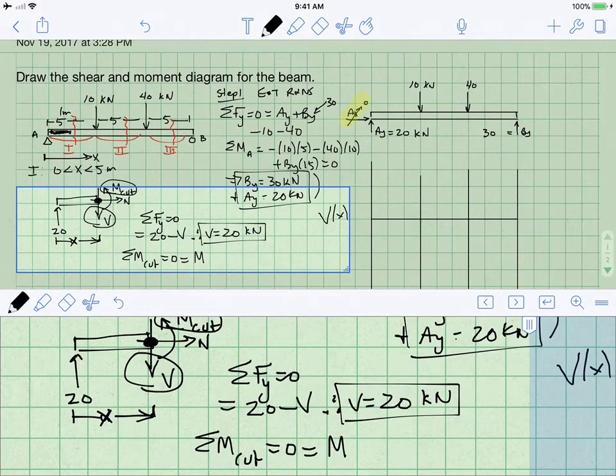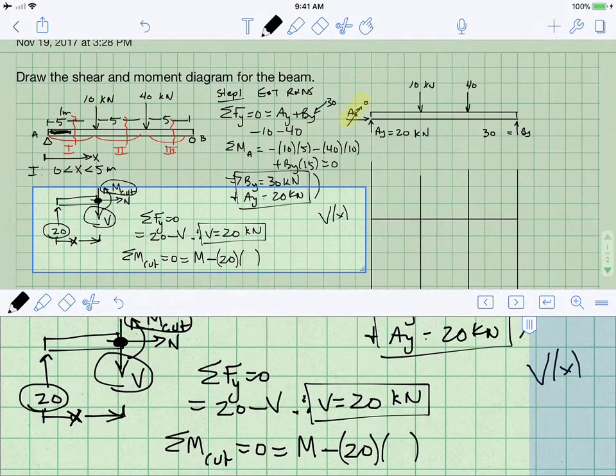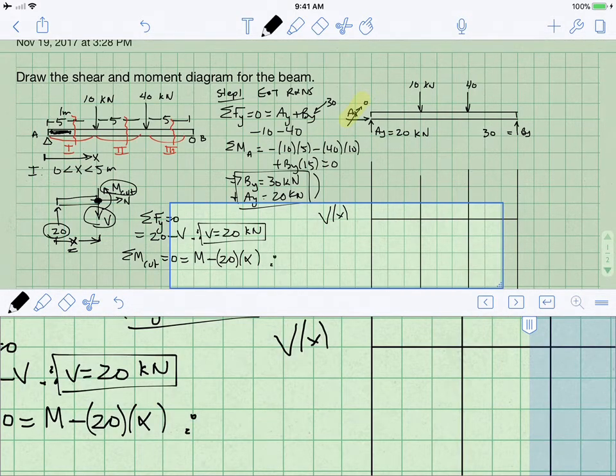The second thing that can cause a moment is this 20 kilonewton force, and it would cause a negative moment. So we write minus 20, and we have to multiply it by the distance. What's the distance between the origin and that cut? Well, it's just x. So we put an x in here. And therefore, the moment equals 20x in this segment between 0 and 5.